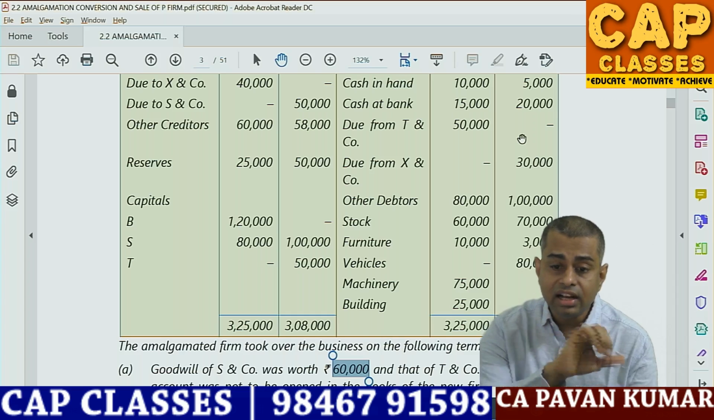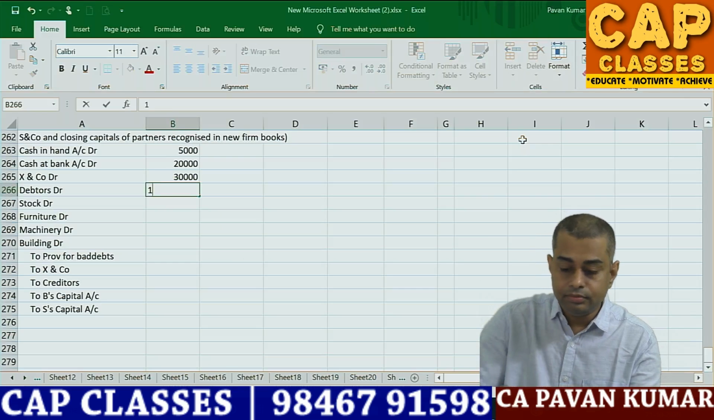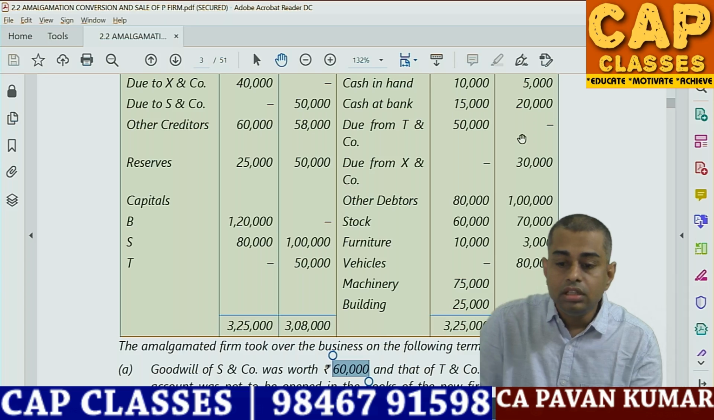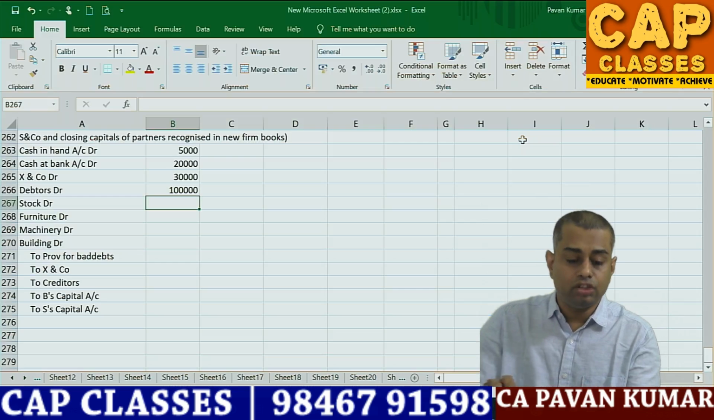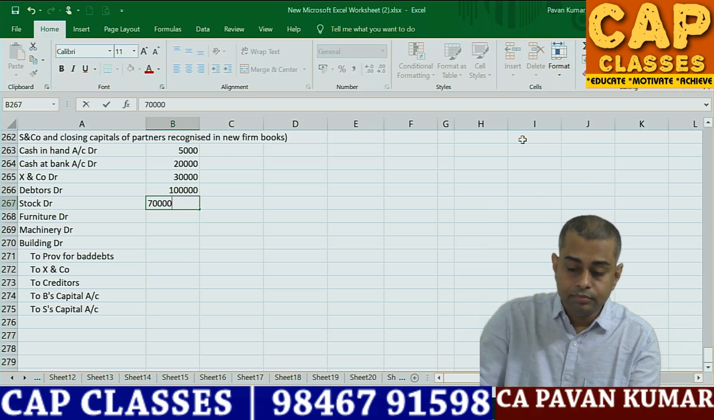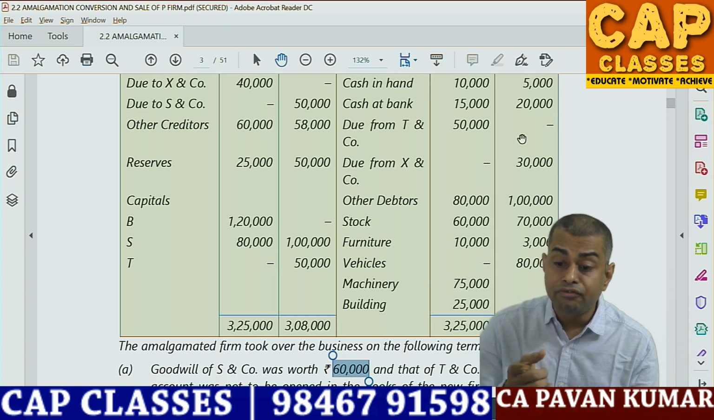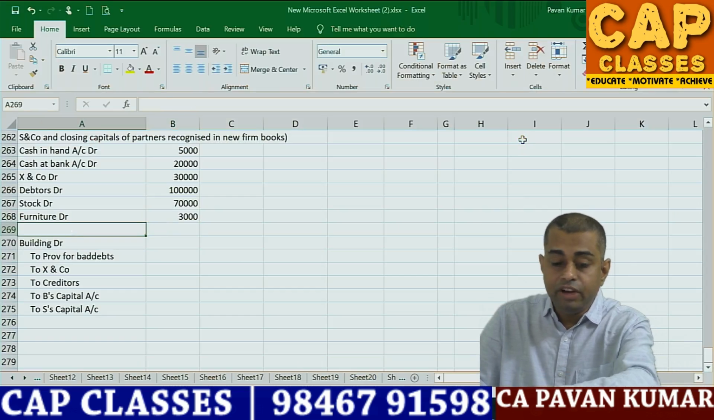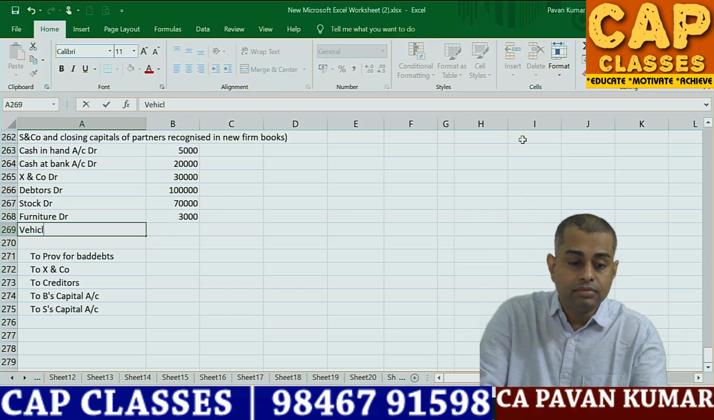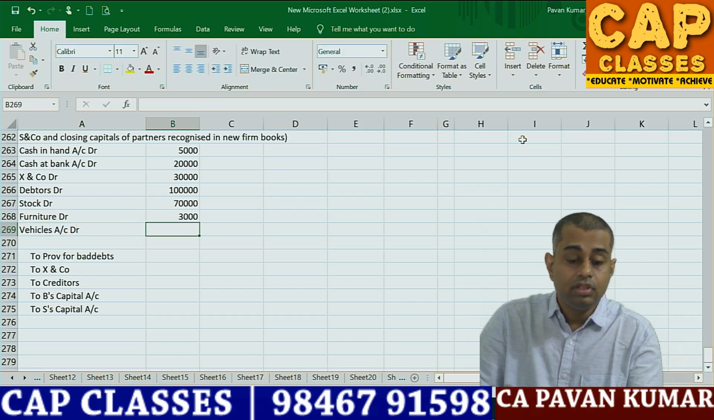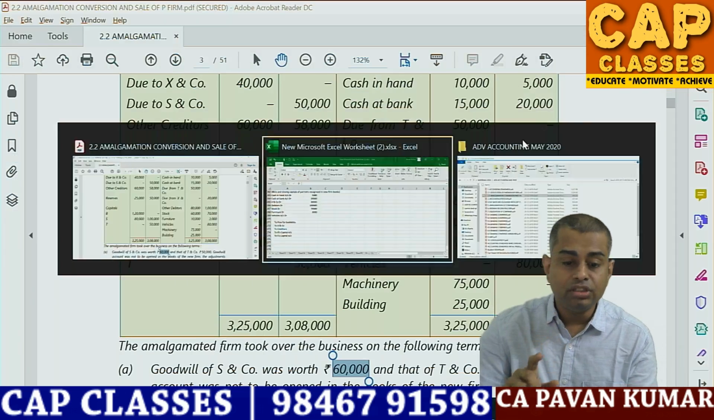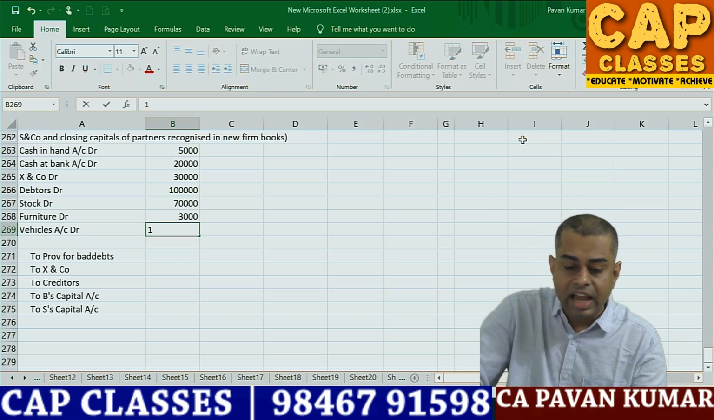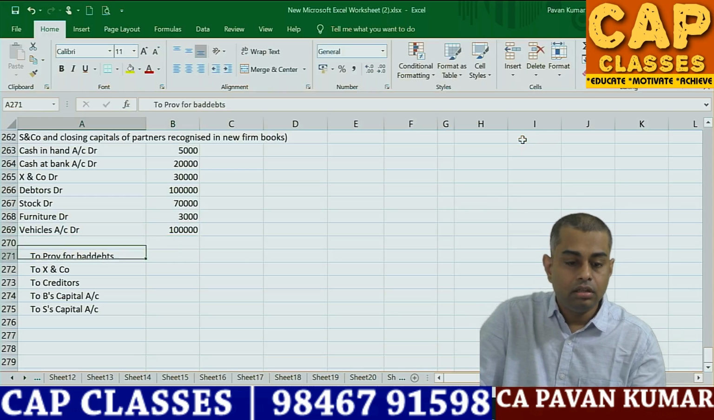Then what else is there? Other debtors 1 lakh. Then do we have stock? Yes, stock 70,000. Then furniture 3,000. We don't have machinery, we don't have buildings, we have vehicles. How much? Book value 80,000, but market value agreed 1 lakh. That's all.